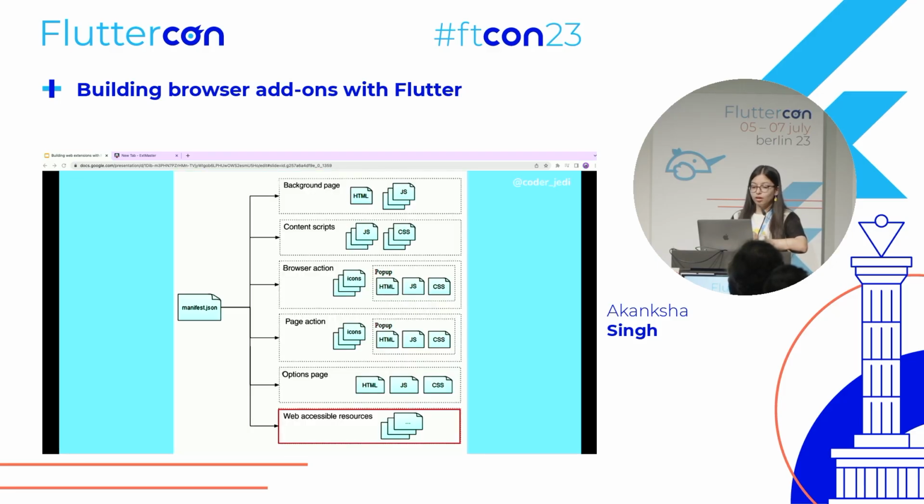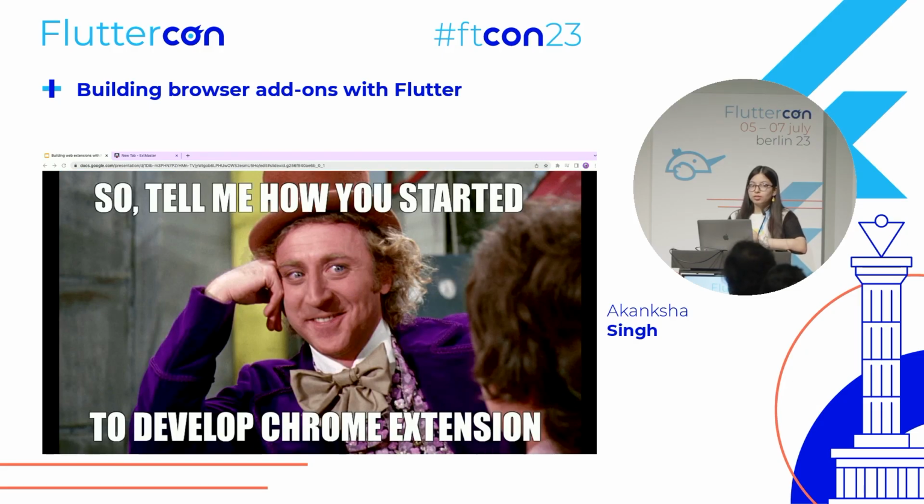The next thing is web accessible resources. These are the resources that are used by the content scripts. These can be images, CSS, or JavaScript code. So that was all about the structure of the web extension.